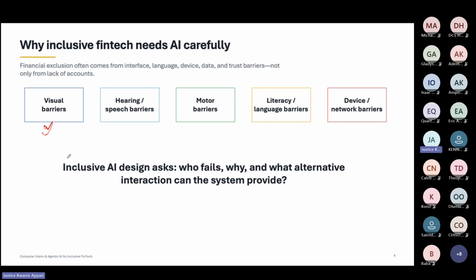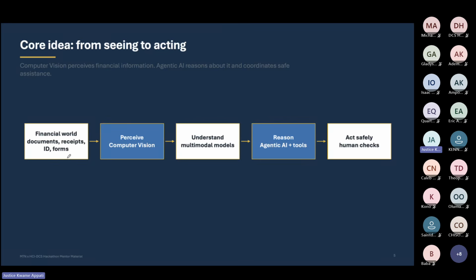But what is it that you must know about computer vision? So the core idea is what you and I would like to pay attention to. And the focus here, again, is in the fintech domain. So it says from seeing to acting. As I said earlier on, all of us have the eye to see, to perceive, observe what is around our environment. As you observe, make meaning from what you see.